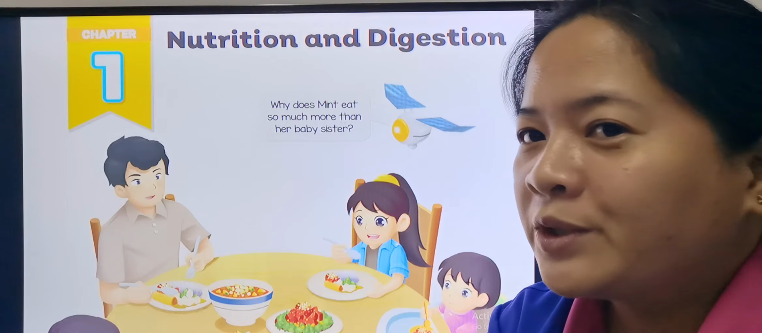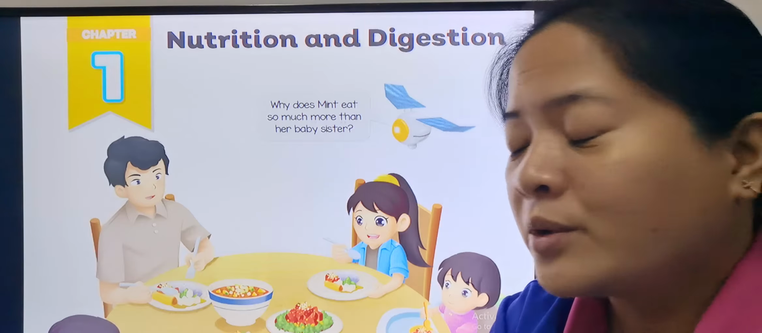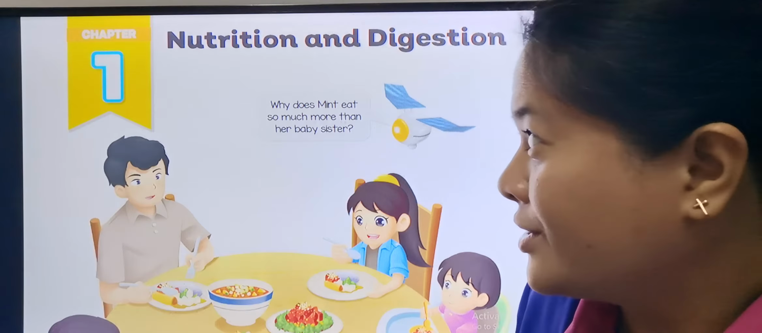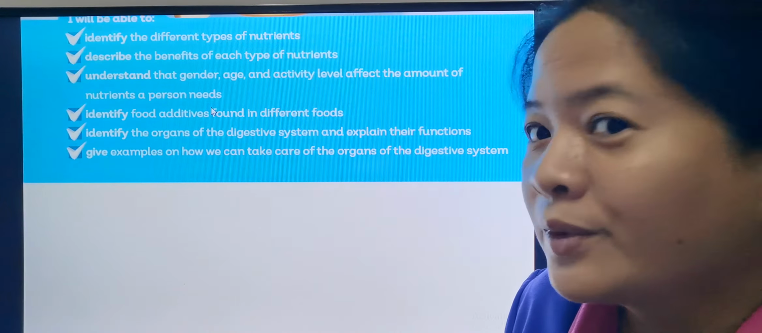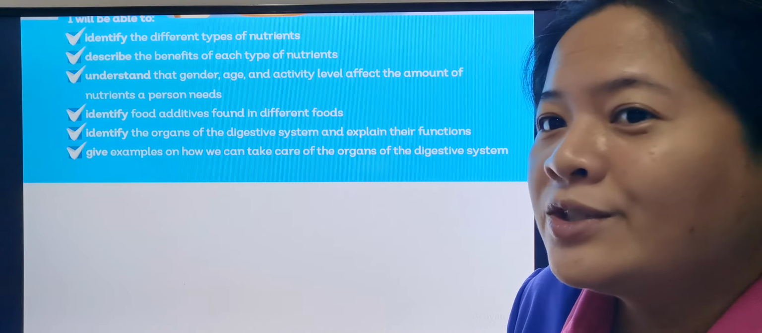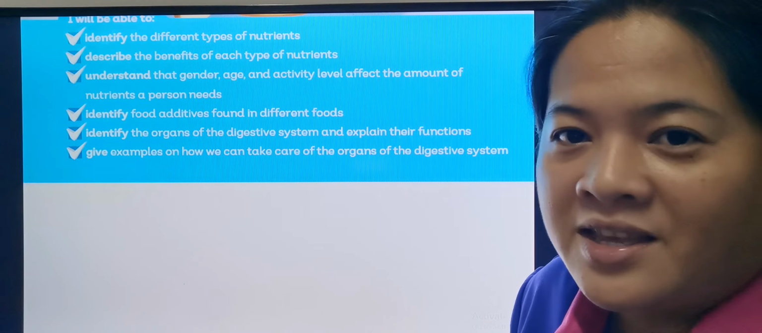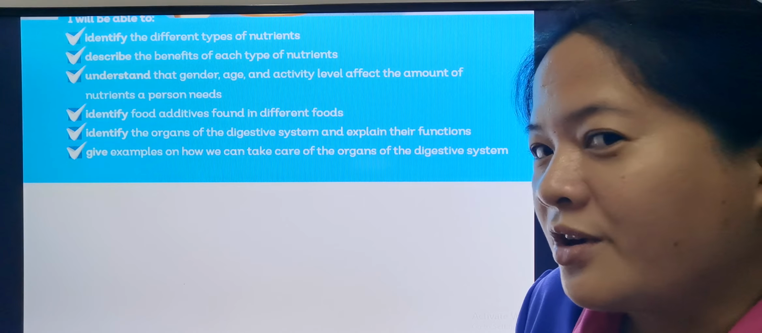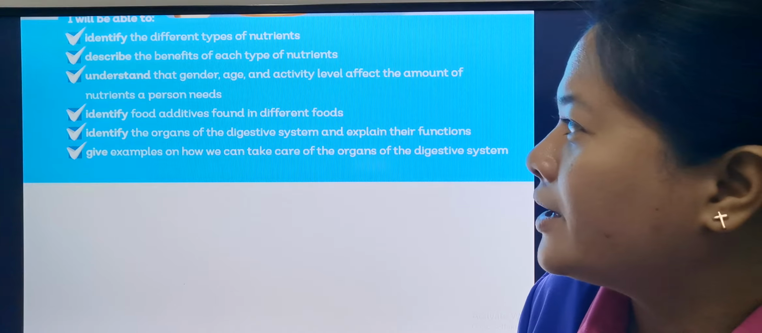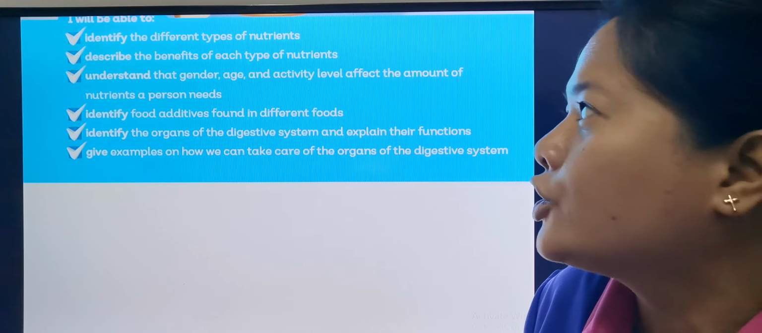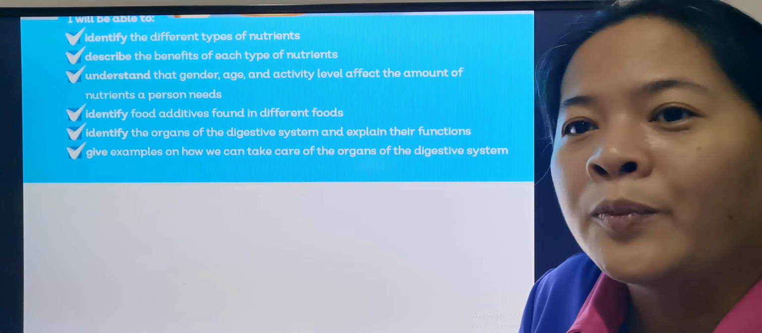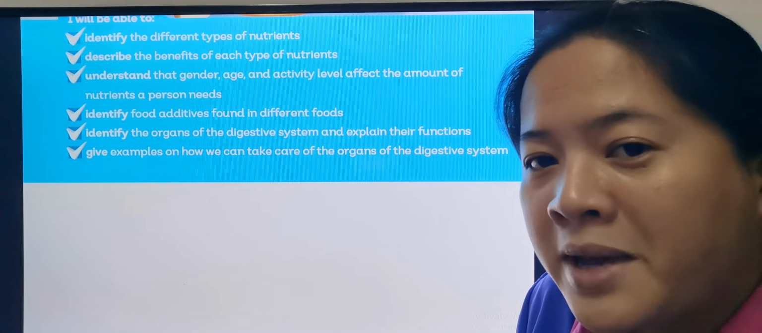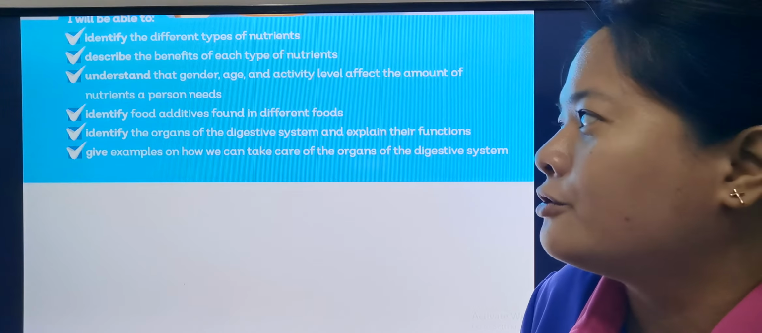Okay, so chapter 1, nutrition and digestion. Let's go over what we have studied this past 6 weeks, almost 6 weeks already, or more than 6 weeks. So, what should we have learned in this chapter? Number 1, identify the different types of nutrients. We already know what are the different types of nutrients and describe the benefits of each type of nutrient. This is important. You have to know what's the function, or what are the benefits of each type of nutrient.